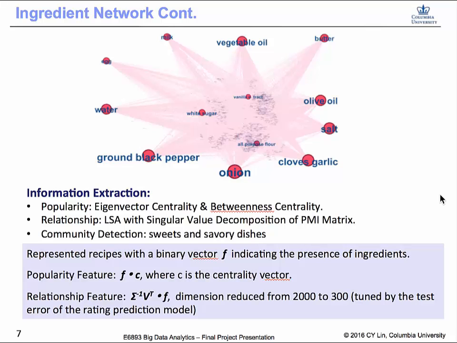We also studied the relationship between ingredients using the latent semantic analysis with singular value decomposition of the PMI matrix we obtained earlier. And we also ran a community detection algorithm to do network clustering. And we found two major clusters in the network. One has all the ingredients for sweets, and the other has ingredients for savory dishes.